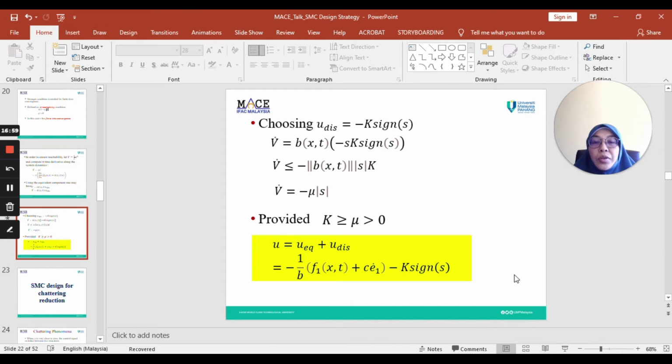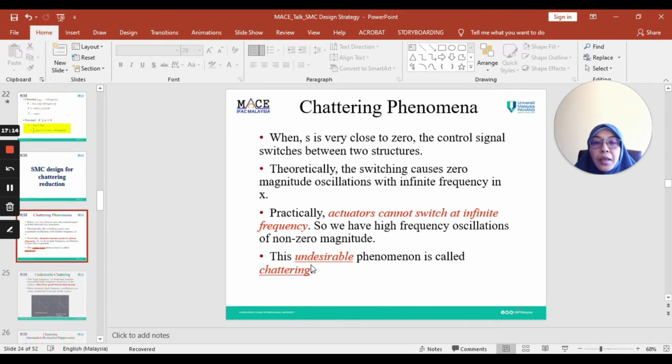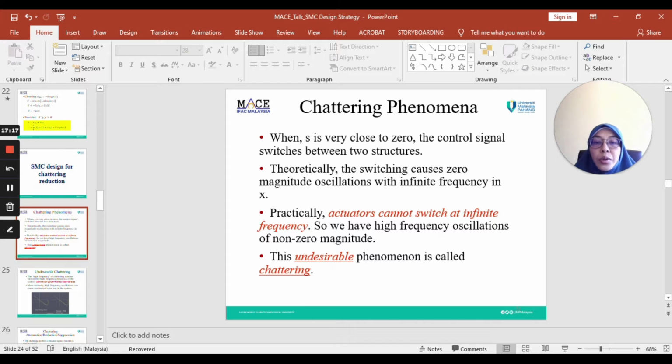Okay, so as I mentioned earlier, the disadvantage of ISMC is chattering. So how can we reduce, attenuate, or suppress this chattering? Theoretically we know that switching causes zero magnitude oscillation with infinite frequency in X. However, practically it's not, because in all the practical or mechanical parts there is a limitation. So this is what we call the undesirable phenomenon, which is chattering.